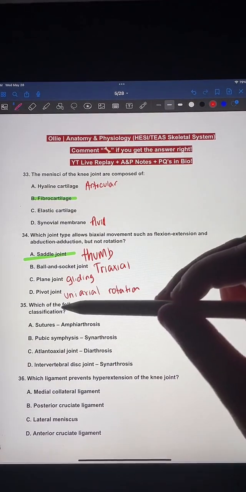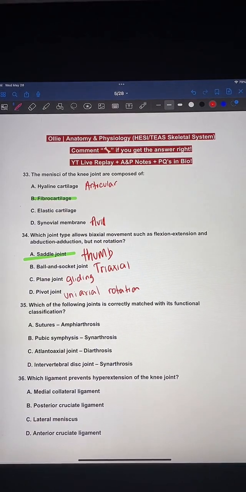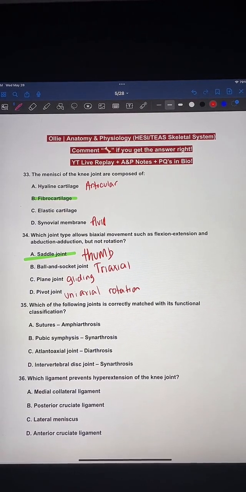Number 35, which of the following joints is correctly matched with its functional classification?